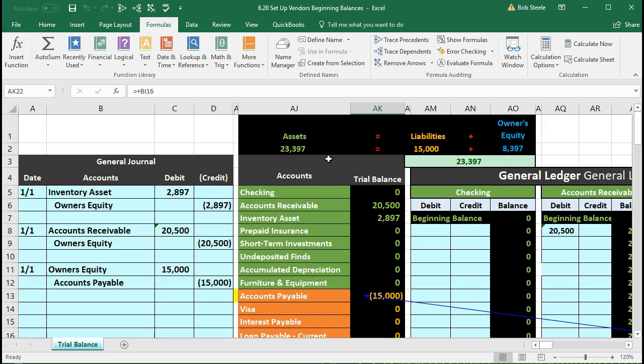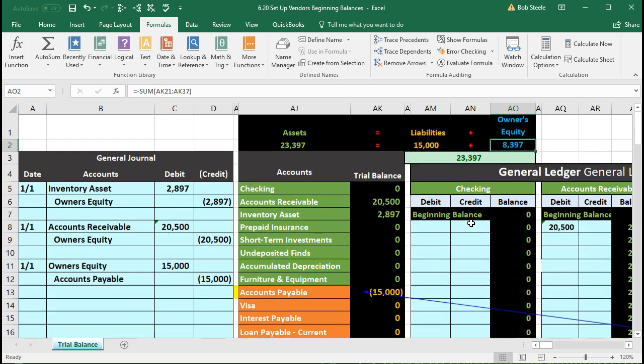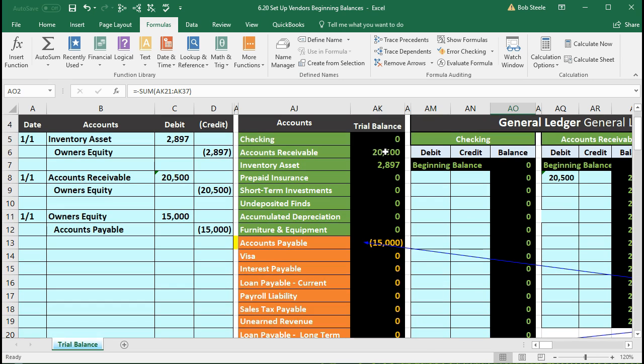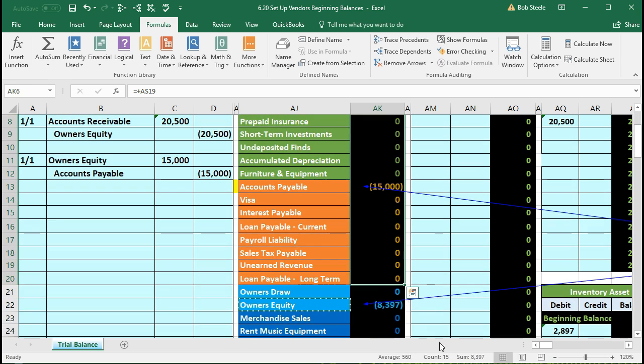We can say assets here, in other words, assets equal liabilities. Notice the sign is just flipped here, so it's now in the formula term. I'm not putting a negative in liabilities. It's not a credit in the formula. And then equals liabilities and equity, meaning 15 plus equity of 8,397 equals the assets of 23,397. Or we can say that the assets, debits, minus the liabilities, credits, is 8,397, equal to the equity of 8,397.